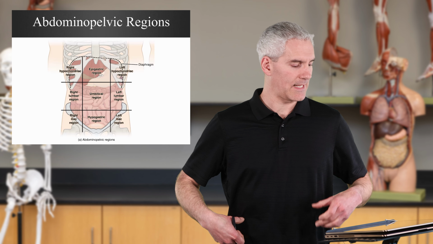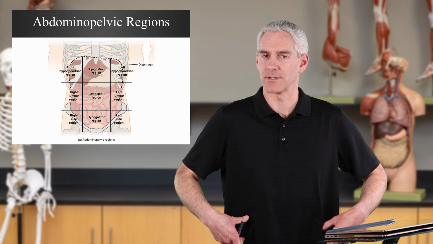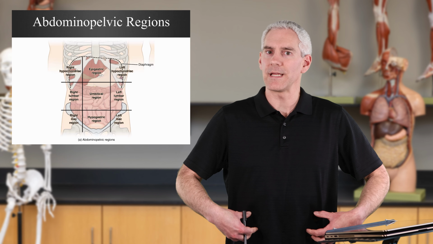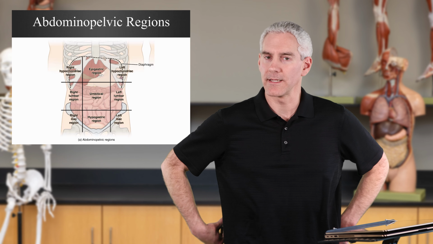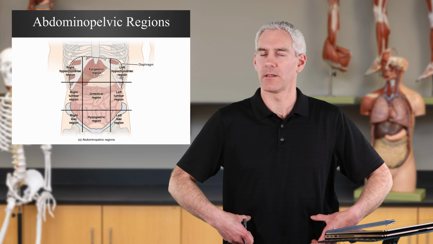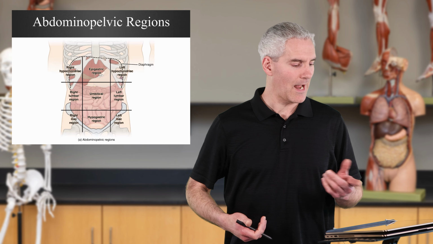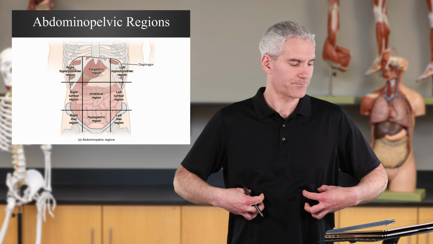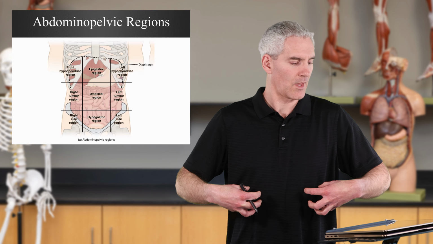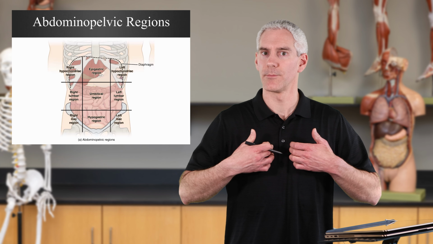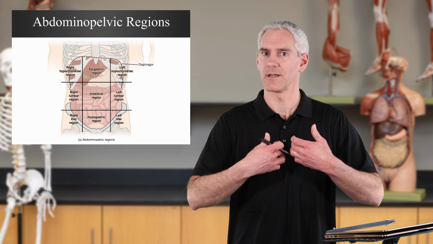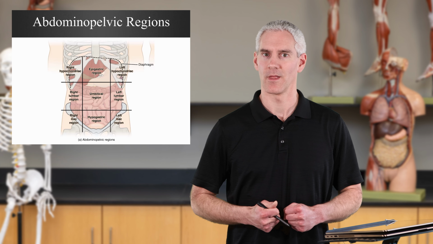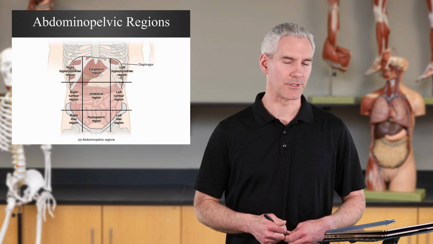Moving up, you then have the left and right lumbar regions. Lumbar is based on the fact that the lumbar vertebrae would wrap around, and that's where would be the lumbar regions. And then the top is the left and right hypochondriac regions. The left and right hypochondriac regions. Hypo meaning below, chondria is cartilage. You're below the cartilage of the ribs. Hypochondriac region. 9 abdominopelvic regions.